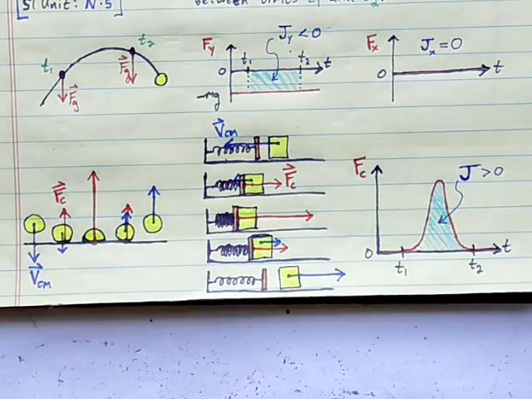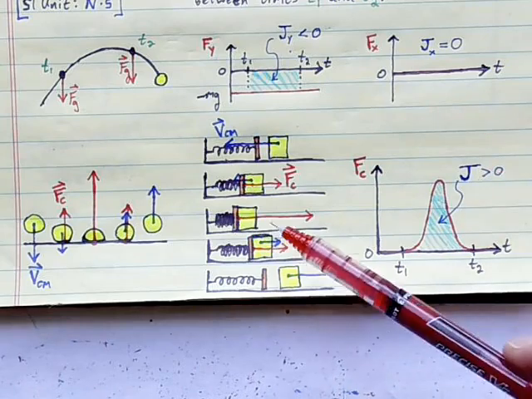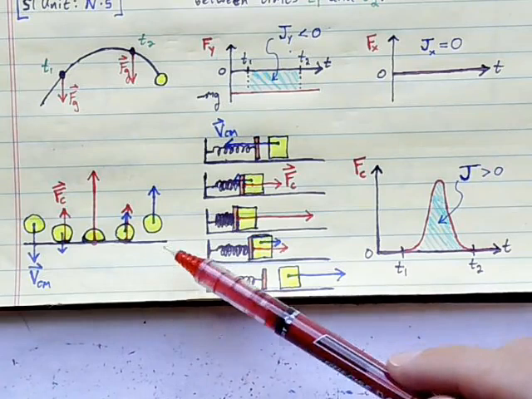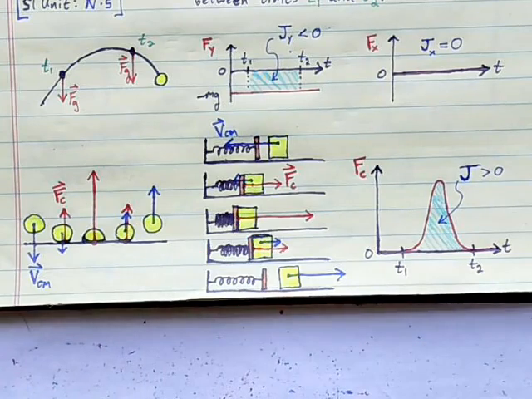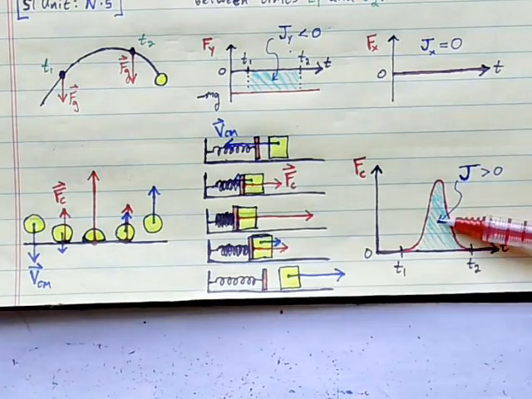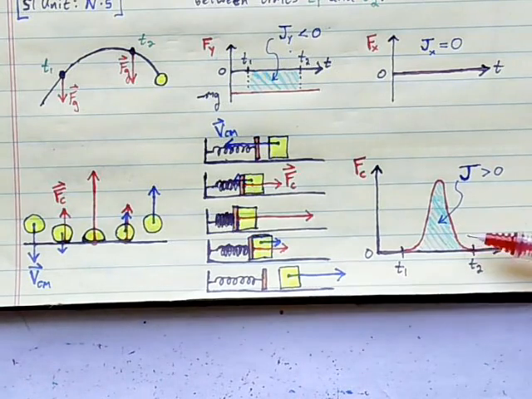So the integral of force versus time, the area under this curve, would be the impulse, J, imparted to the block or the ball by that force. This represents the cumulative effect of that force acting over time.